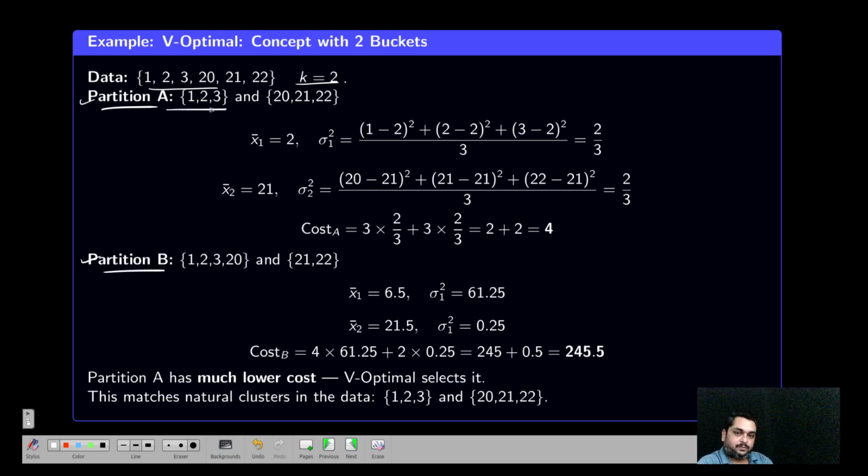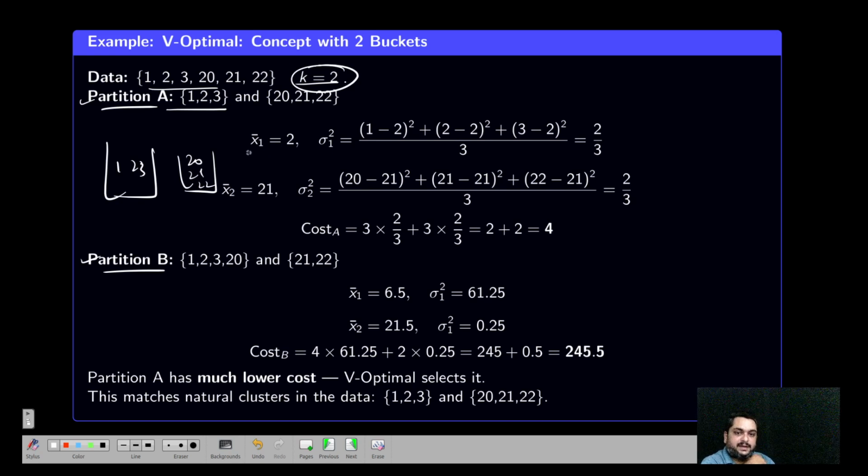Say partition A contains two buckets: one bucket has 1, 2, 3, and another has 20, 21, 22. So you find the variance, and the product of the number of values in each bucket and the variance will give you the cost. Whichever has the minimum cost, I will select it. That is, I have to choose the minimum variance.